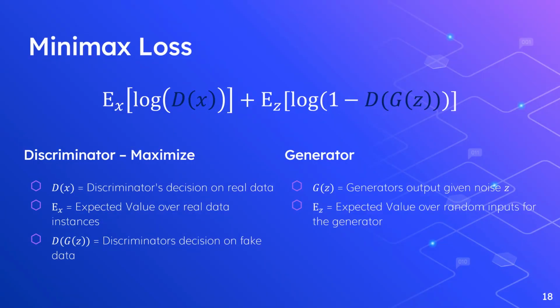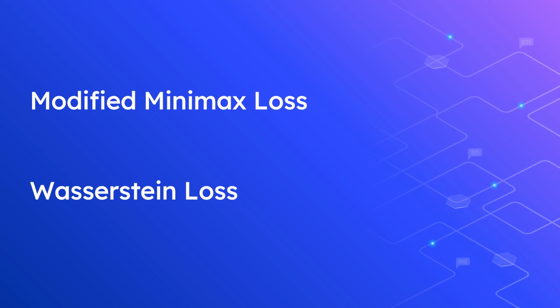The discriminator's motivation is to maximize this function. It can do that by classifying the real examples as real and the fake examples as fake. The generator, however, tries to minimize this function, and it can do that by tricking the discriminator. The Minimax Loss isn't the only loss function for GANs. Here are 2 other common ones: the modified Minimax Loss and the Wasserstein Loss.